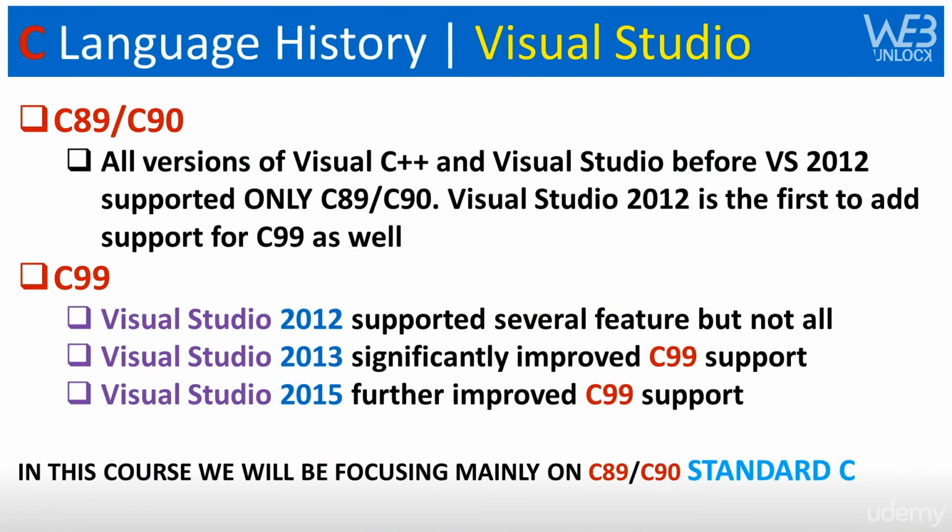Okay, so in this slide, we want to talk about how Visual Studio handles the C language. All versions of Visual C and Visual Studio supported only C89/C90. Visual Studio 2012 was the first to add support for C99 as well. Newer versions of Visual Studio will keep adding more and more improvements. C99 was added in Visual Studio 2012, and then 2013 improved that significantly by adding additional support. In Visual Studio 2015, further improvements were added to the compiler. So again, in this course, we will be focusing mainly on the C89/C90 standard, which is referred to as Standard C.